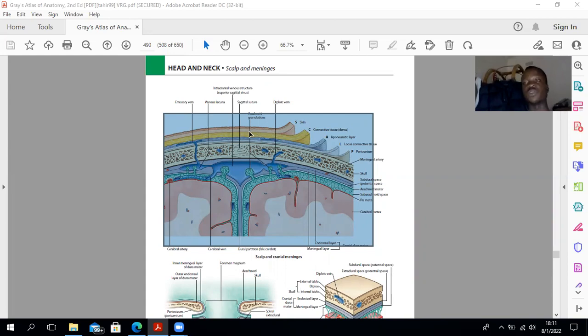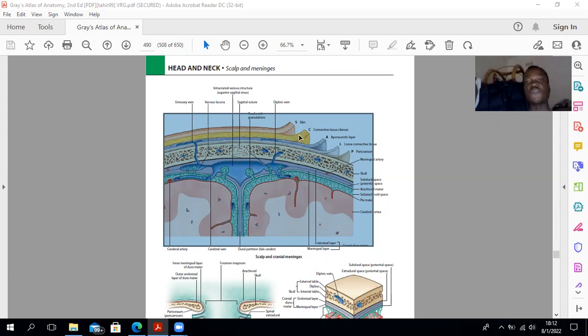To begin with, the skin is going to be thick and it's going to resemble the skin that you find on the soles of the feet and the palms of the hand. The skin is going to be hairy except over the forehead, and it's actually going to have numerous sebaceous glands, right? Then if you look at the connective tissue, that is going to be dense connective tissue, and that's where you find the major neurovascular bundles of the scalp. They're going to exist within that connective tissue layer, which is actually fibrofatty, right?